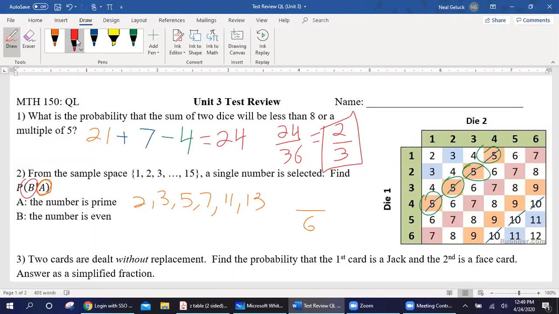Now I say, okay, now I look at the first event, B. So what's the probability that the number is even? So looking at just these orange numbers, the only even one is 2. So there is one choice out of those 6. So it's a 1 out of 6 chance that I pick an even number, given that my number is prime.